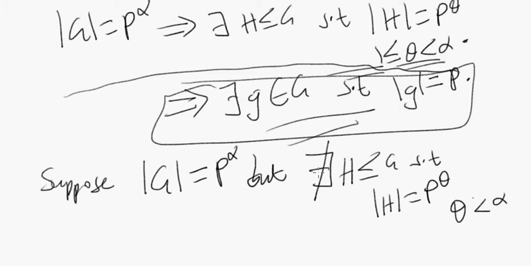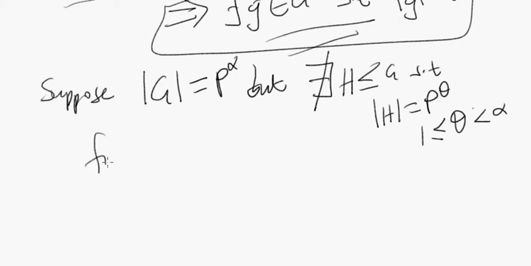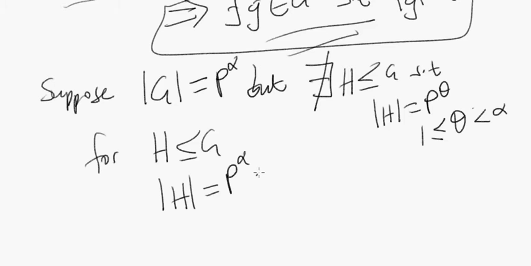Suppose that such an H actually doesn't exist. What does that mean? Suppose there is no subgroup whose order is p to the theta, with theta between 1 and alpha. Would it mean that for all non-identity subgroups H of G, the order of H is definitely equal to p to the alpha? That all subgroups have order p to the alpha?